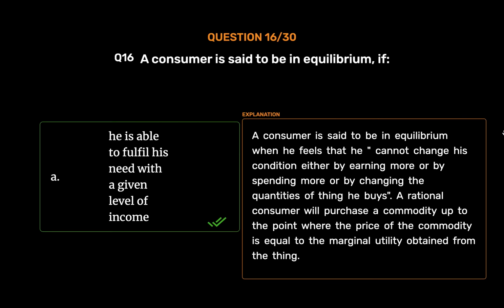A consumer is said to be in equilibrium when he feels that he cannot change his condition either by earning more or by spending more or by changing the quantities of things he buys. A rational consumer will purchase a commodity up to the point where the price of the commodity is equal to the marginal utility obtained from the thing.